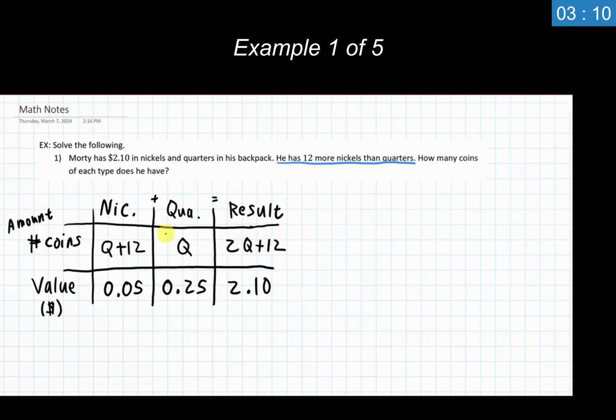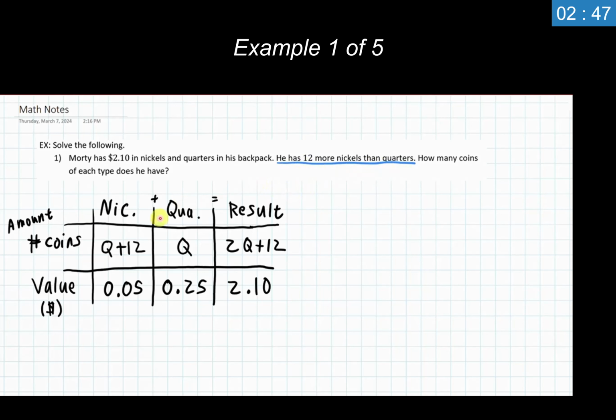And I think the trickiest part with this particular problem is figuring out, hey, what's the relationship between the number of nickels and the number of quarters that I have? That tends to be the tricky part with those. So be careful with how you're setting those things up and how you are interpreting the information that's been given to you.